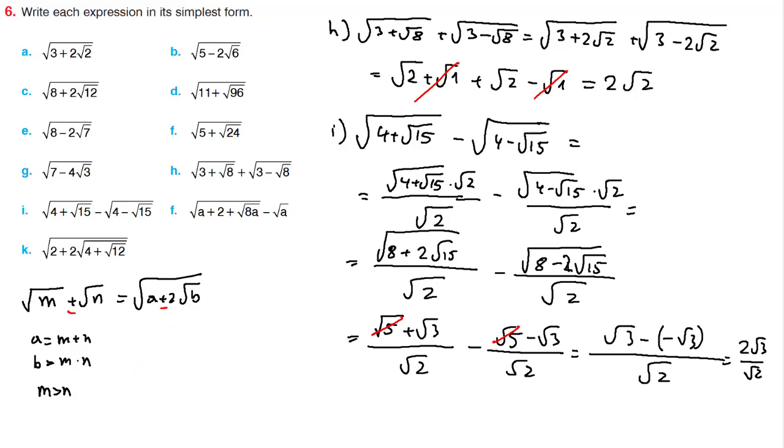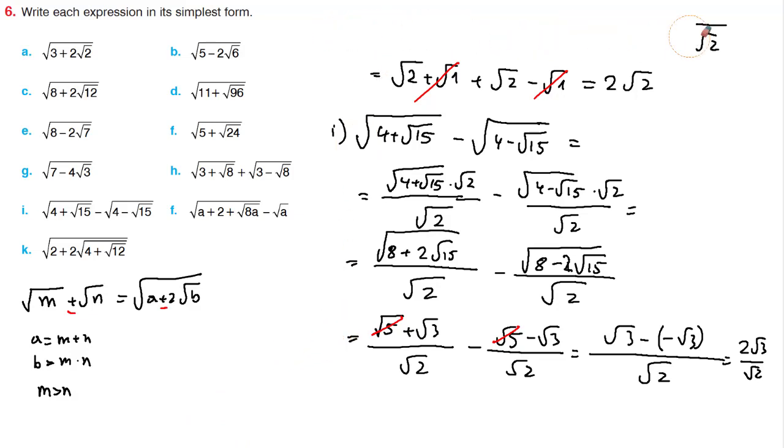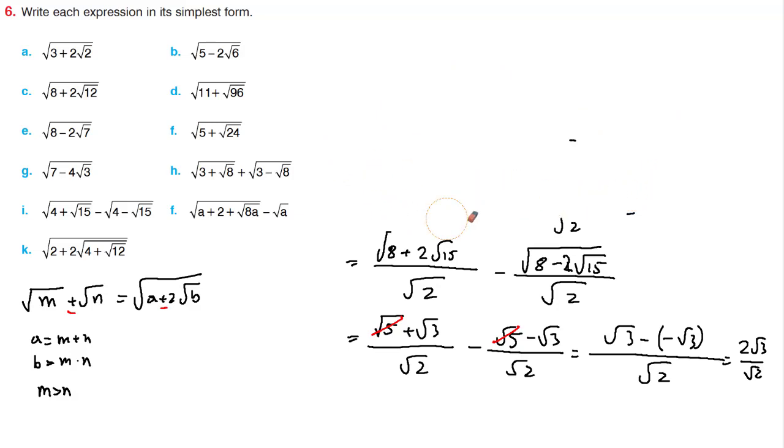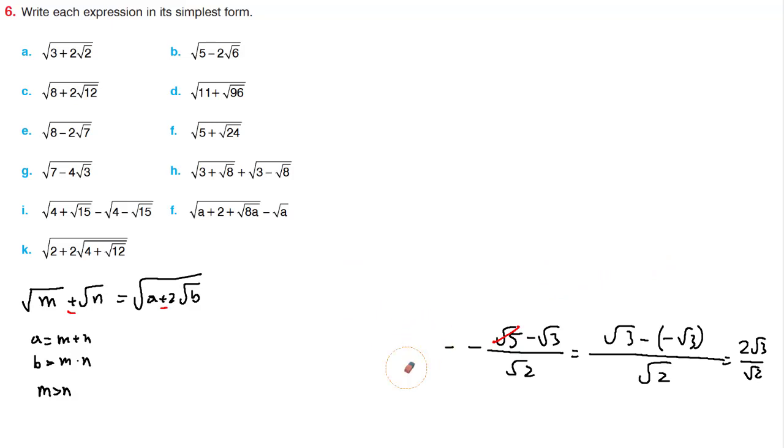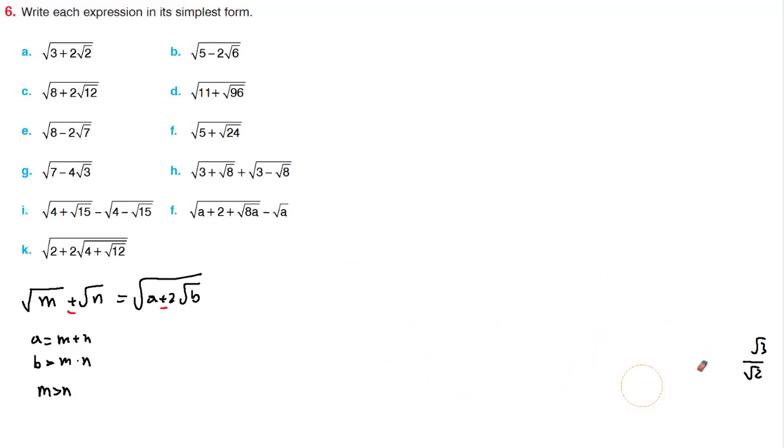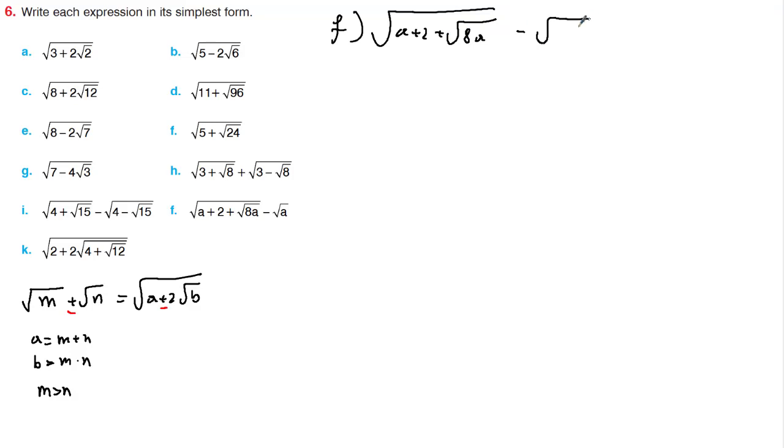We have two more exercises. Let's finish with those ones as well. So under F, we have square root of a plus 2 plus square root of 8a minus square root of a. All right.